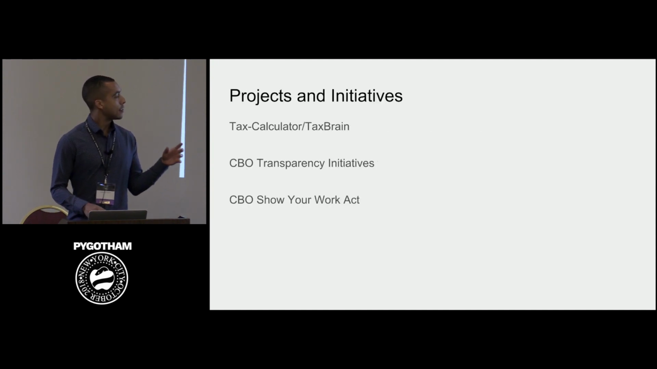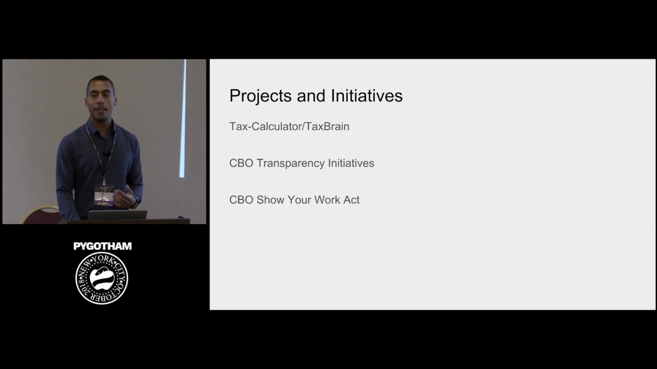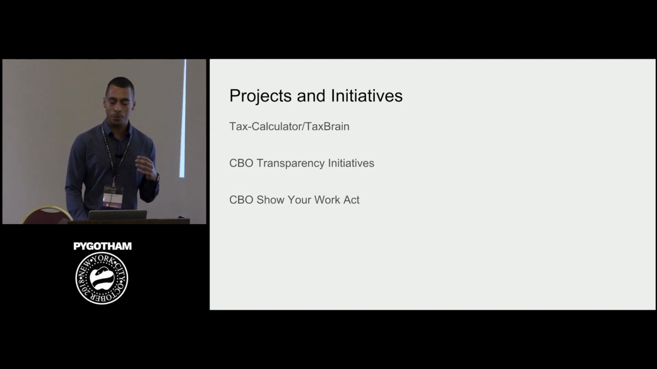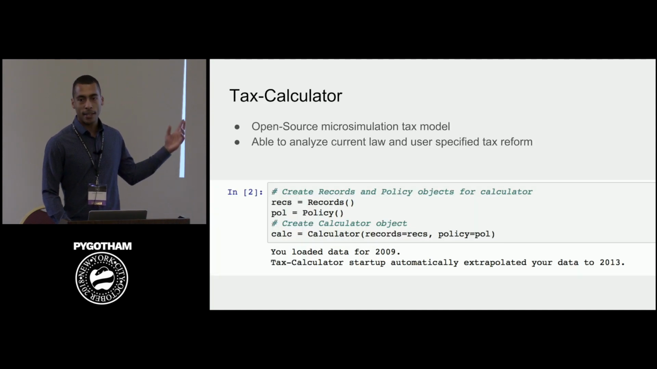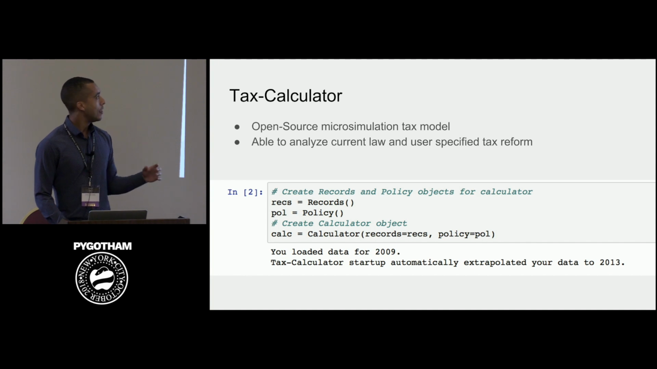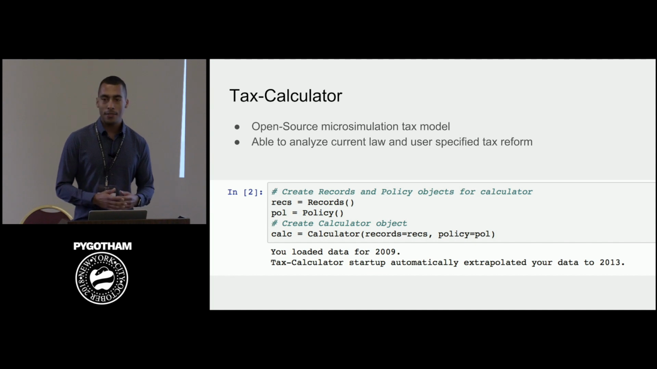So a few projects and initiatives that I've been seeing and been very encouraged by that are moving us to more open policy analysis. So starting off, we have Tax Calculator, as I mentioned a few times. It's an open source microsimulation model. You can use it to analyze various tax reforms or current law. And it's all written in Python. It's a nice Python package you can download off of Conda. And it's very simple to use.